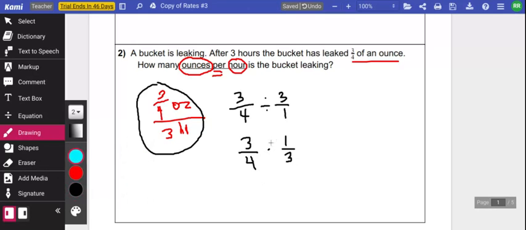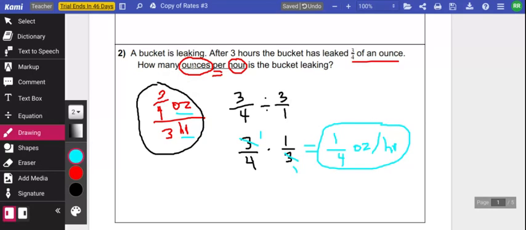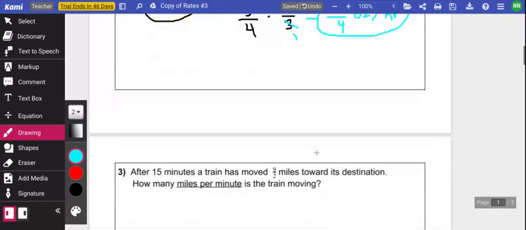Then I look and see, can I cross simplify? I have a 3 on top and a 3 on bottom, and I know 3/3 is 1. So these 3's simplify to 1. Then I just multiply as normal, multiply the numerators. 1 times 1 is 1. On the bottom, the denominators, 4 times 1 is 4. So I get 1/4, and this is ounces per hour. So OZ, ounces per hour. 1/4 ounces per hour. Okay, and that answers the question, right? It says how many ounces per hour is the bucket leaking? 1/4 of an ounce per hour.